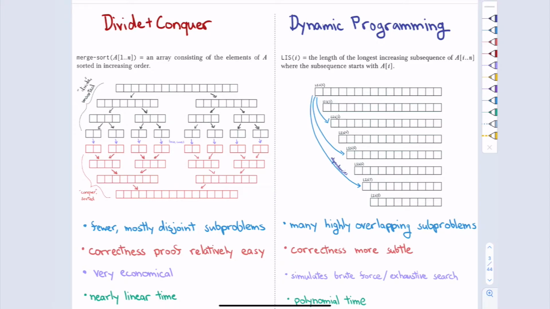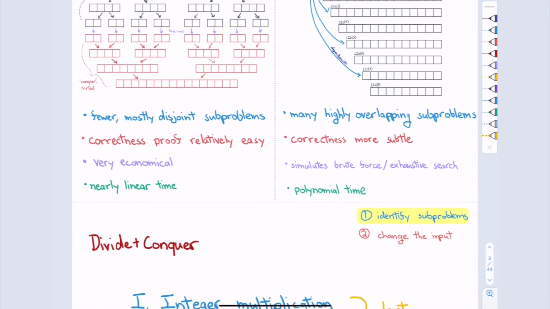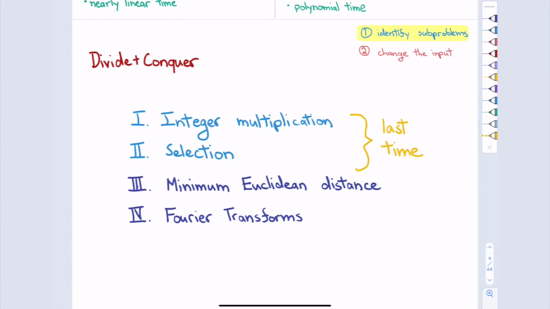Okay. So last time we did two problems. One was integer multiplication. The other was selection, selecting an element in linear time. I'll just remind you.